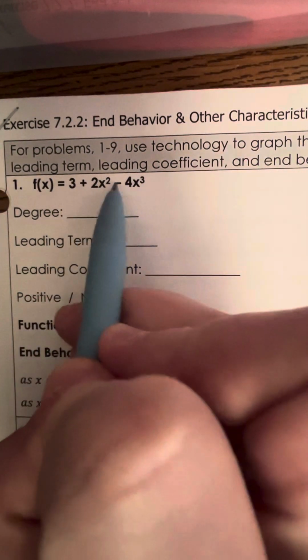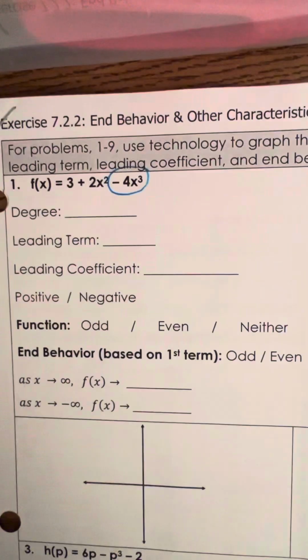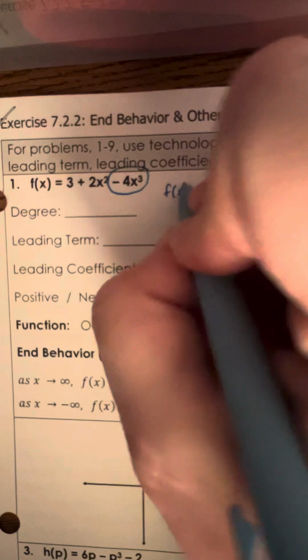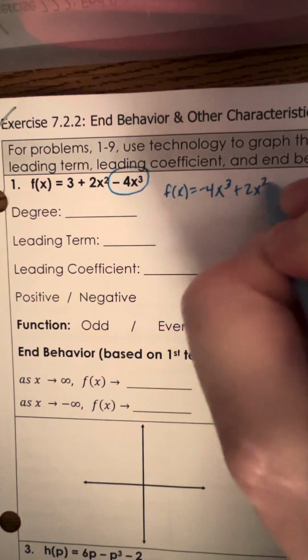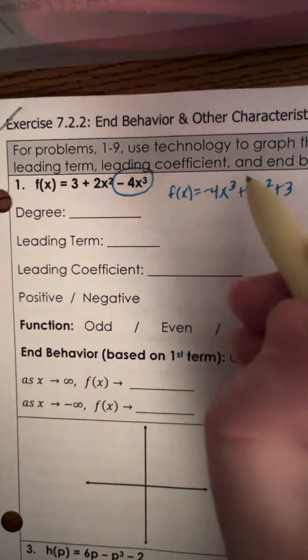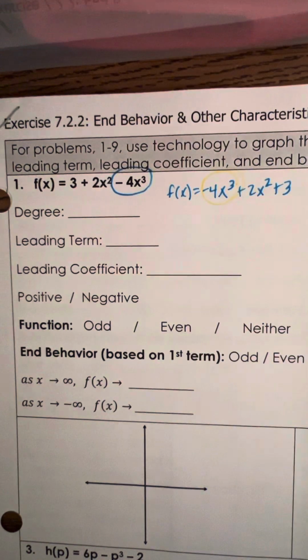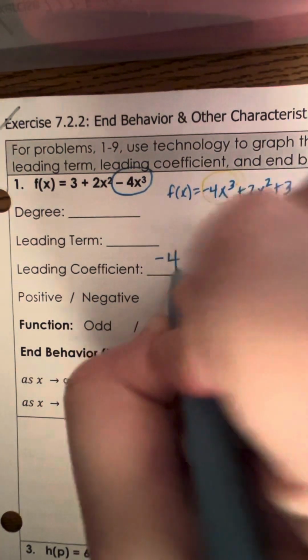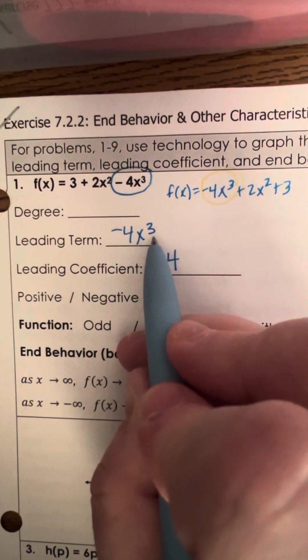So here's your constant. We've got a second degree and a third degree term. So this right here would be our leading term. If we wrote this in standard form, it would be f of x equals negative 4x cubed plus 2x squared plus 3. So in this leading term, we're looking at two things. We want to look at the coefficient, which is a negative 4, and then the degree, which this power of 3 makes it a degree 3.